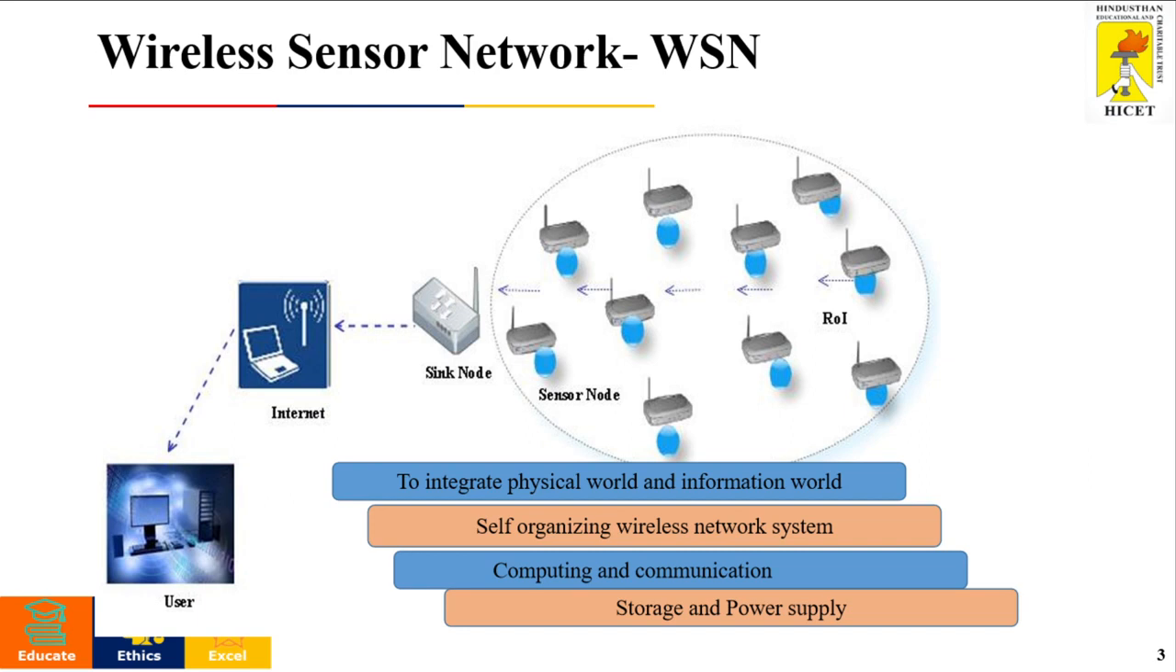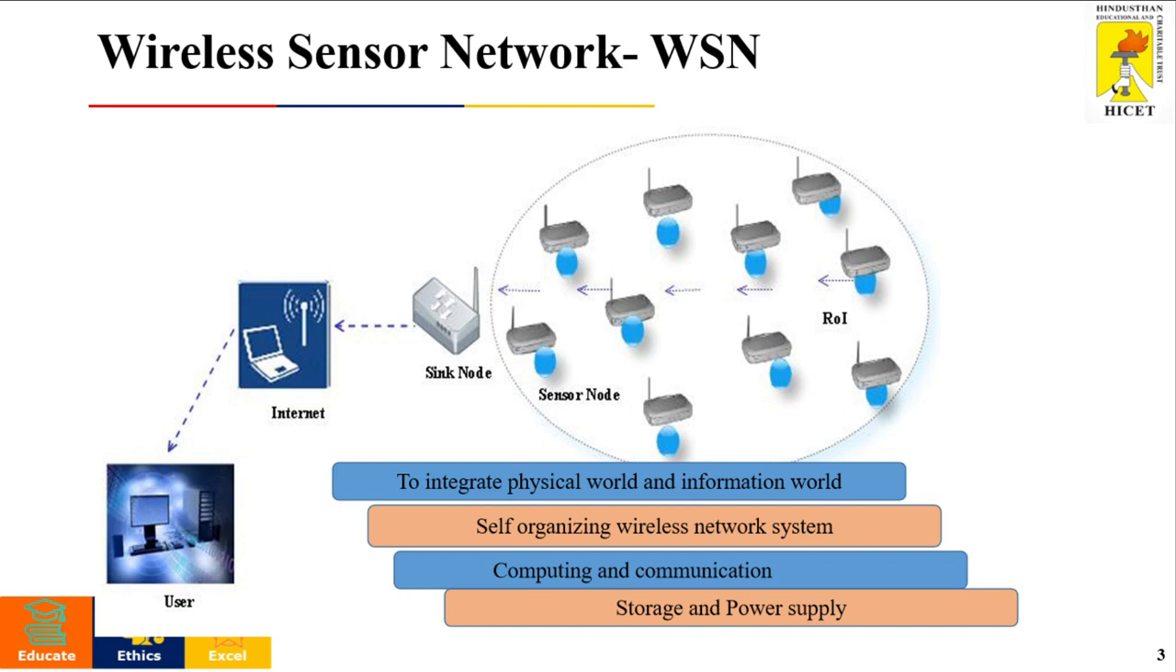So first, if you see this diagram, you will come to know that wireless sensor networks have been deployed for a particular application, for sensing the information and transmitting the information to the user end via the sink node. The sink node is nothing but the base station, and the base station is there to send the information to the user end via the internet.